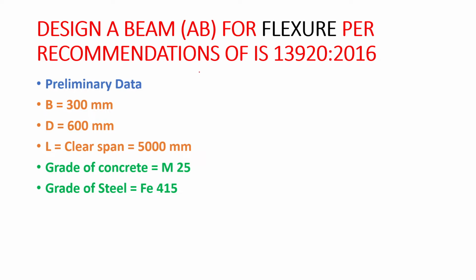Here we have selected one beam AB. This is from a building, which means this is not a single beam; there is a total frame. From that frame we have selected the beam AB, and here we want to do the ductile detailing for flexure as per IS 13920. This is the code we are going to use, the latest revision of the code.